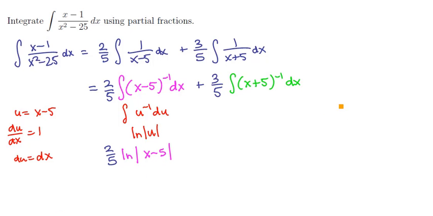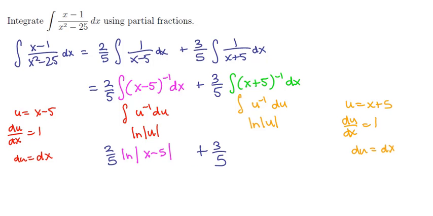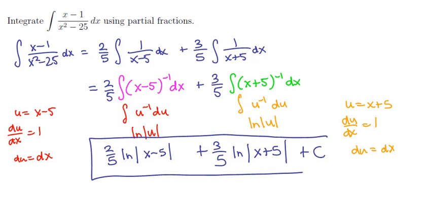Working on this green integral, we'll do the same trick. We'll let u be x plus 5, the expression in parentheses. The same derivative argument shows that the differential du is dx, and so we can make the replacements and get the integral of u to the minus 1 du, and once again we get the natural logarithm of the absolute value of u, or 3/5 the natural logarithm of the absolute value of x plus 5 from the green integral. And since we've solved both problems together, we add them up, throw on a plus C, and we have the general antiderivative.